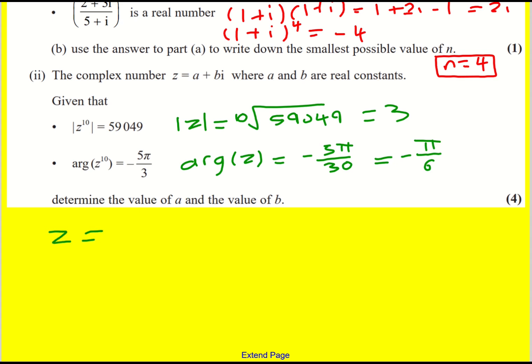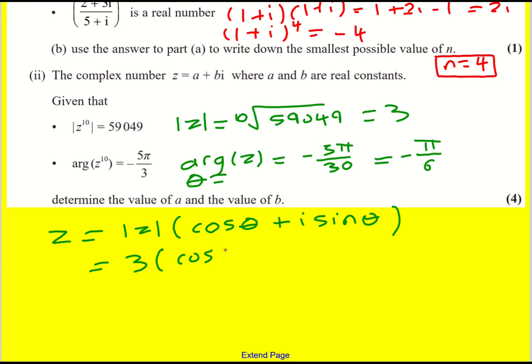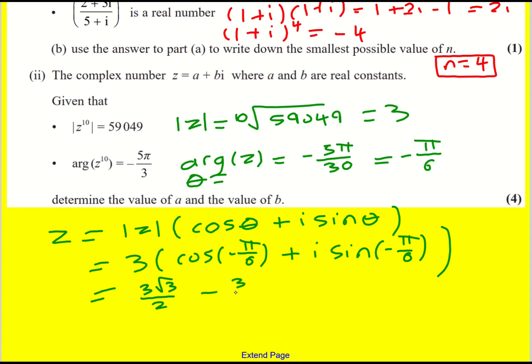So then, to work out z, I can write it as the modulus of z multiplied by cos theta plus i sin theta, where theta is the argument. So that's going to be 3 times (cos(-pi/6) + i sin(-pi/6)), which is equal to 3 root 3 over 2 minus 3/2 i.